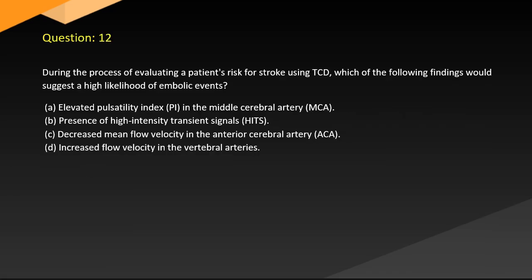Question 12. During the process of evaluating a patient's risk for stroke using TCD, which of the following findings would suggest a high likelihood of embolic events? A. Elevated pulsatility index, PI, in the middle cerebral artery, MCA. B. Presence of high-intensity transient signals, hits. C. Decreased mean flow velocity in the anterior cerebral artery, ACA. D. Increased flow velocity in the vertebral arteries.